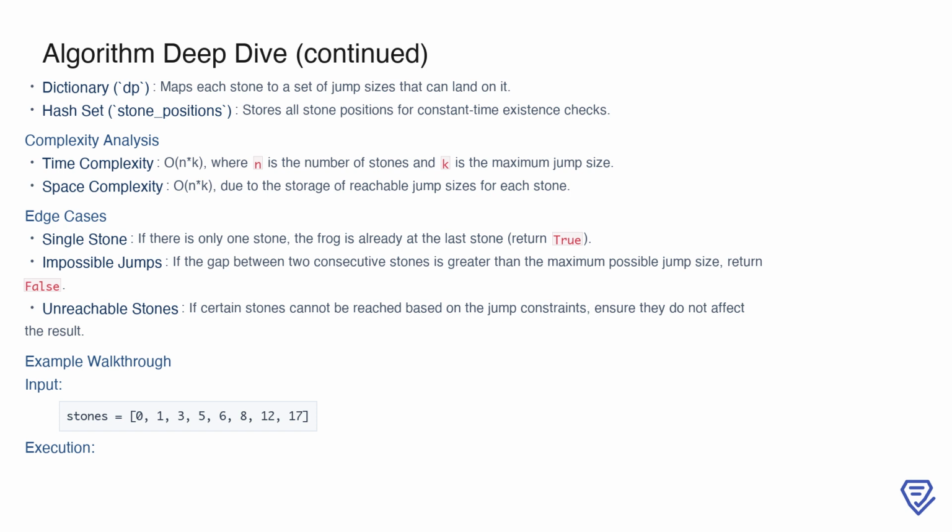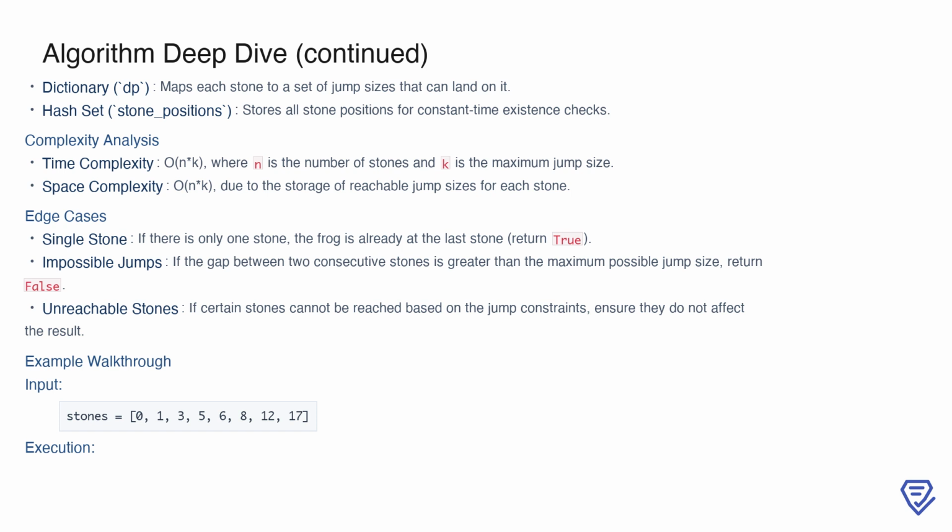This arises from processing each stone and evaluating potential jump sizes. Similarly, the space complexity is O(n*k), as we need to store reachable jump sizes for each stone in the dictionary. It's also important to address edge cases.